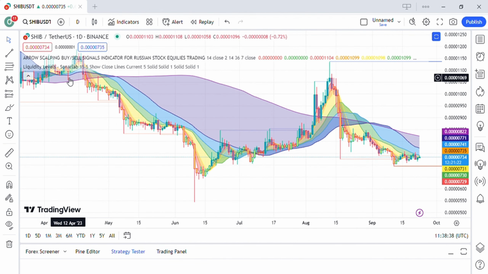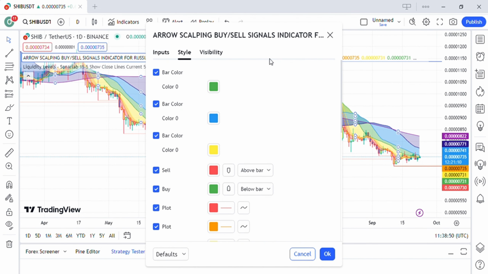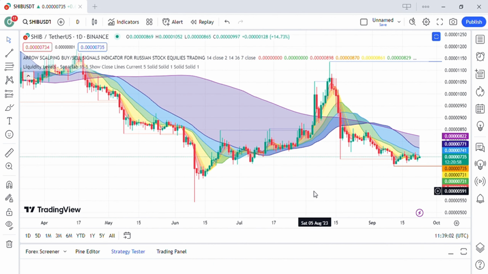Mind you, we are on the 1 day time frame here. We're going to edit a few things here. You go to the arrow scalping buy and sell, go to its settings and close down these. Close this, and you leave this buy and sell, then the plots, just the first three, close them down so your charts don't look too complex.